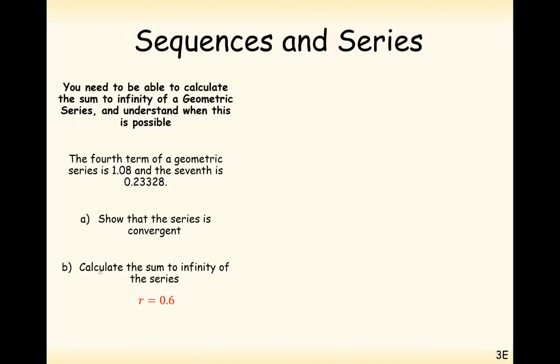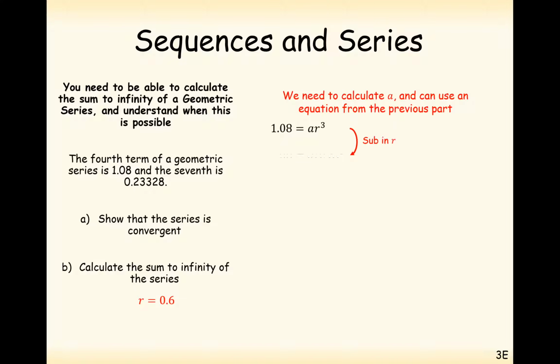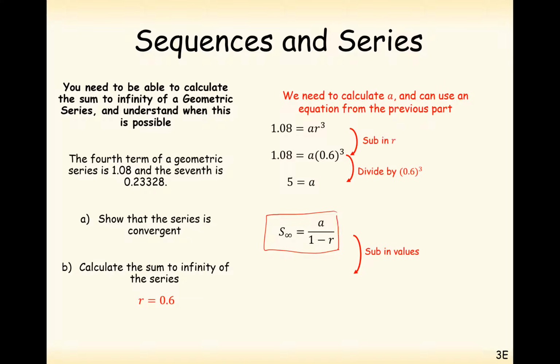So for part B then, calculate the sum of the infinite series. We need to work out a first. Subbing r into one of the equations, we get a as 5. So we know a is 5, we know r is 0.6. We don't need n because n is infinity, but we're going to use a different formula, which is this one here. Substitute in the values and we get an answer of 12.5.